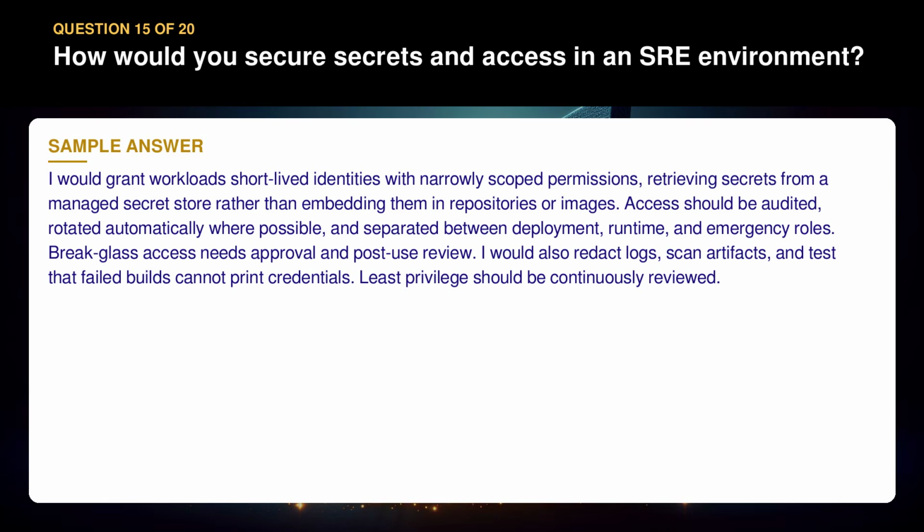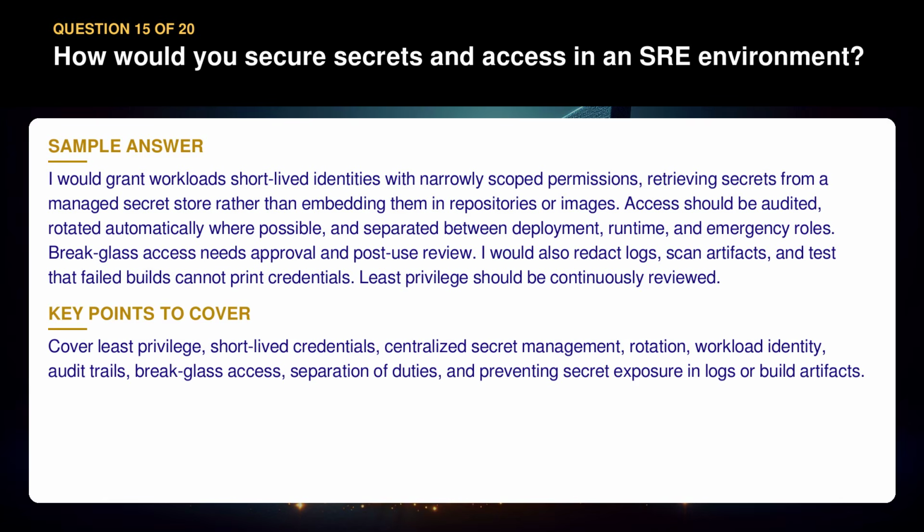I would also redact logs, scan artifacts, and test that failed builds cannot print credentials. Least privilege should be continuously reviewed. Cover least privilege, short-lived credentials, centralized secret management, rotation, workload identity, audit trails, break glass access, separation of duties, and preventing secret exposure in logs or build artifacts.